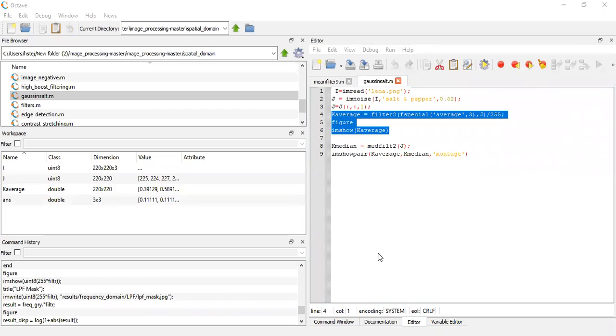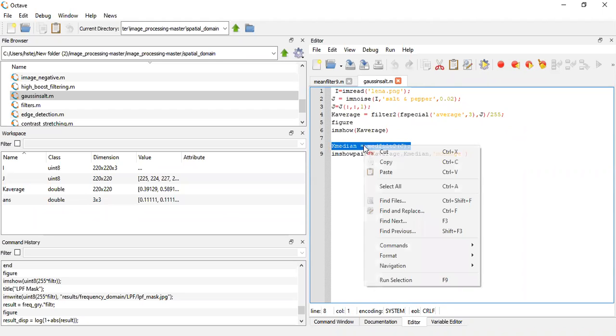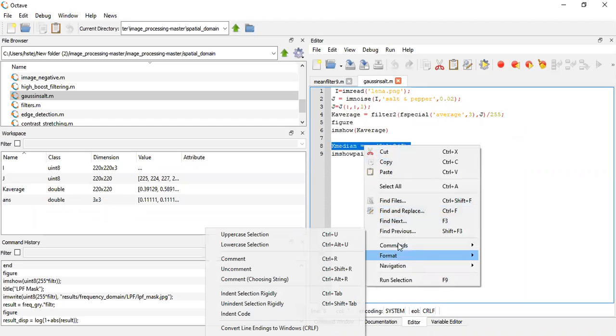But still it is there, you see. The average filter cannot eliminate the salt and pepper noise completely. Still it is present. Salt and pepper noise is present. But if we see the median filter, let us see what happens. Median filter.